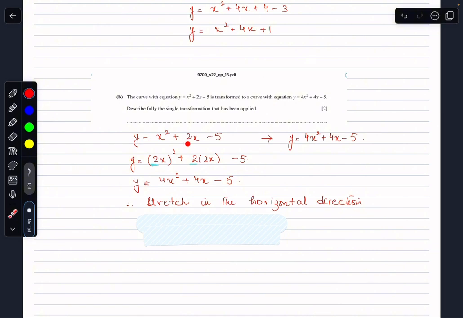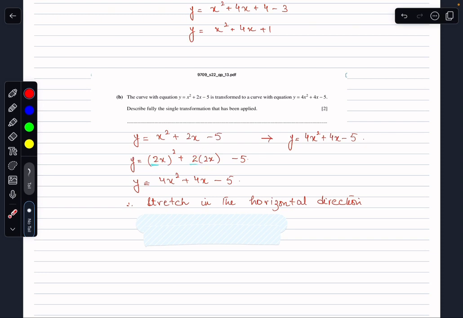This 4x, if I just look at this function here, it's 2 times x, therefore I can just write it with x as 2 times 2x and a minus 5. So what I see here is that it's going to be f(x), the same function, which is 4x squared plus 4x minus 5. What I have seen with respect to x is that the x in both the terms is getting multiplied by 2.